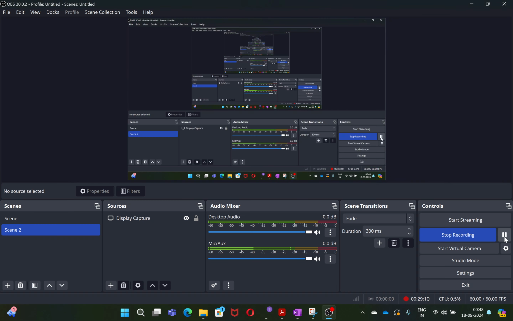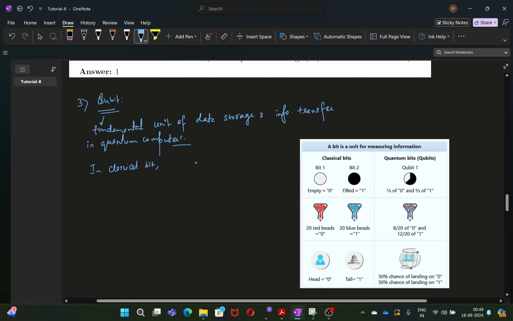Yeah, so I was saying that the fundamental difference is between a classical bit, which is used in classical computers, and a qubit, which is the bit used for quantum computers. So it is a quantum bit, or in short a qubit. This qubit is the basic unit of information transfer in quantum computers.